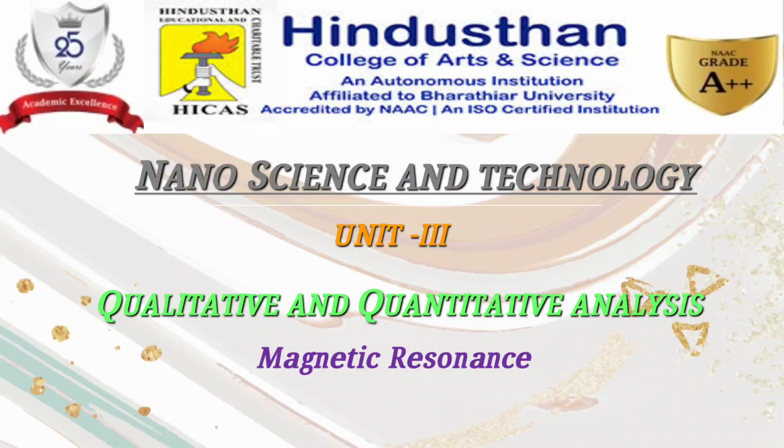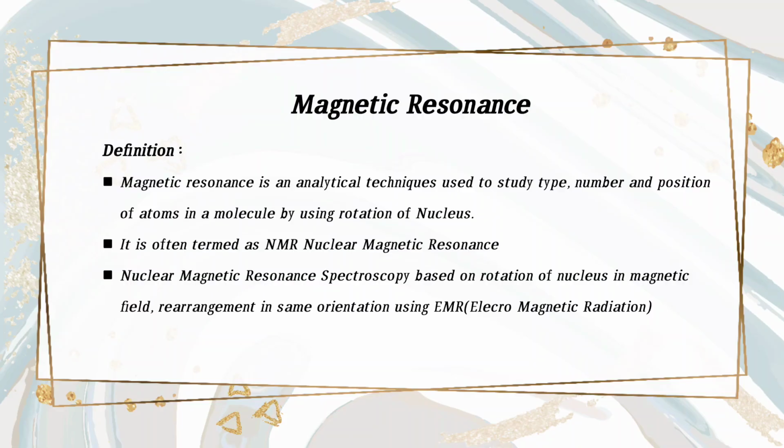Today we are going to see about magnetic resonance in qualitative and quantitative analysis from nanoscience and technology. Magnetic resonance is an analytical technique used to study the type, number and position of atoms in a molecule by using rotation of the nucleus. It is often termed nuclear magnetic resonance. Nuclear magnetic resonance spectroscopy is based on rotation of the nucleus in a magnetic field, with rearrangement in some orientation using electromagnetic radiation.